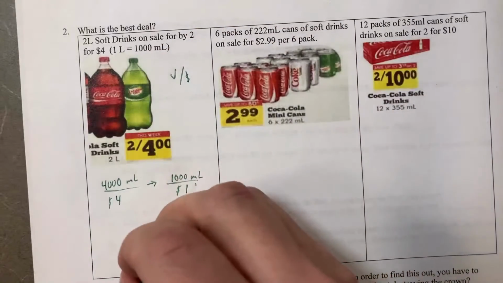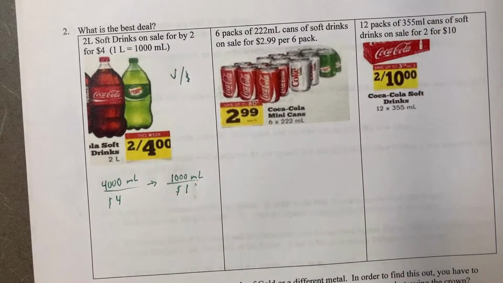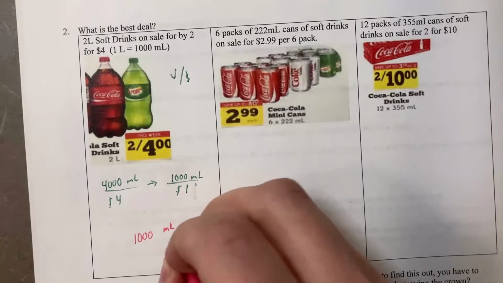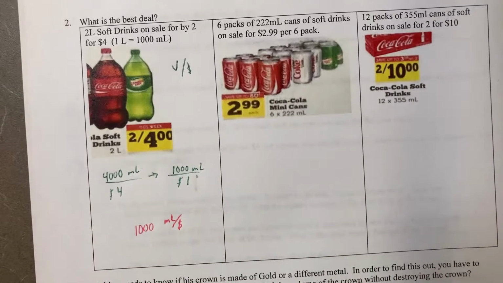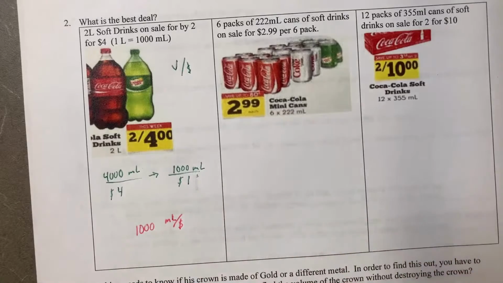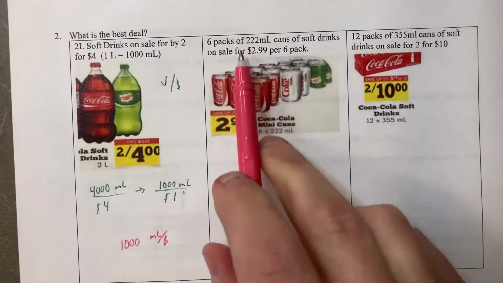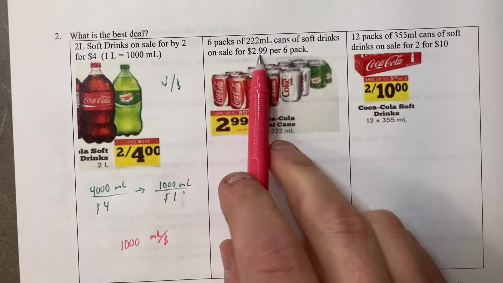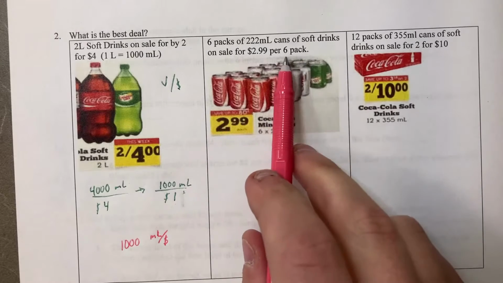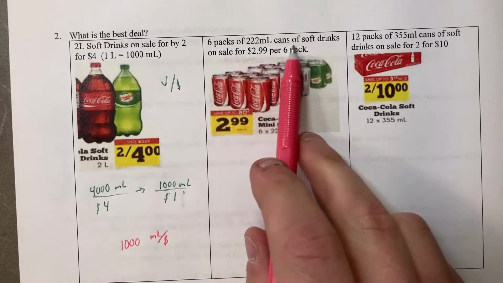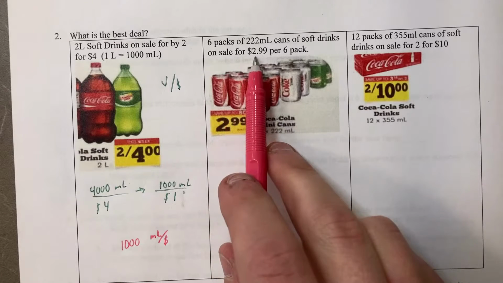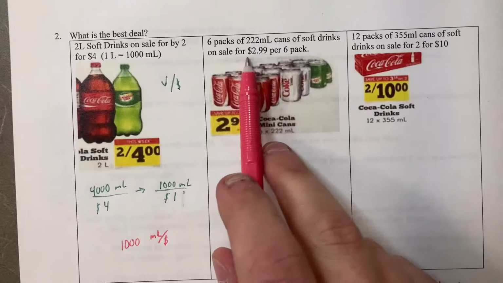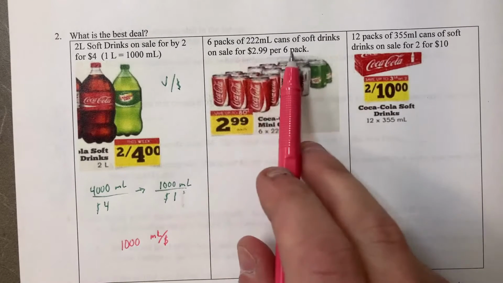Okay, so we would write that as, here's the deal. For this deal, it is 1,000 milliliters per dollar. You write it like that, 1,000 milliliters per dollar. All right, what's the next deal? 6 packs of 222 milliliter cans of soft drinks on sale for $2.99 per pack. All right, so 6 packs. Okay. So $2.99 per 6 pack.